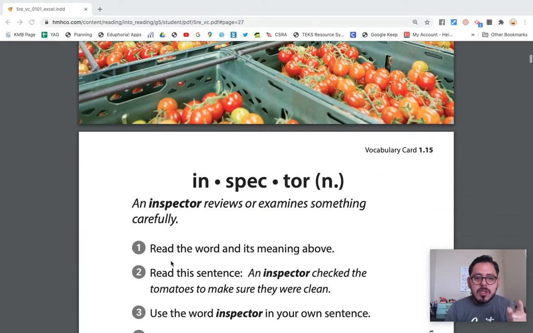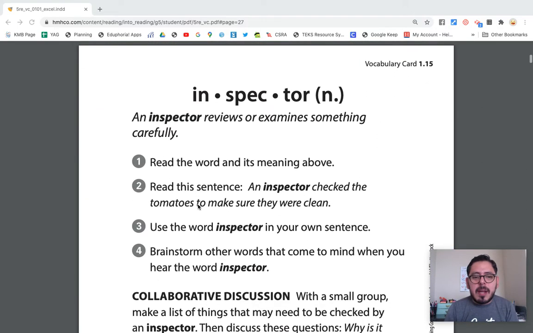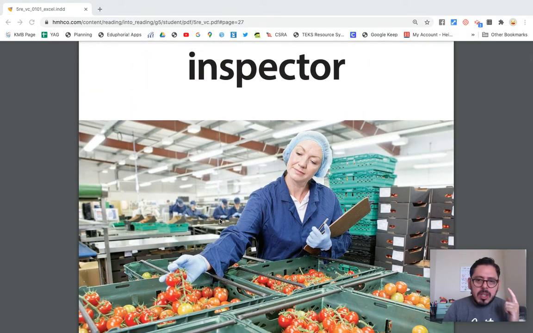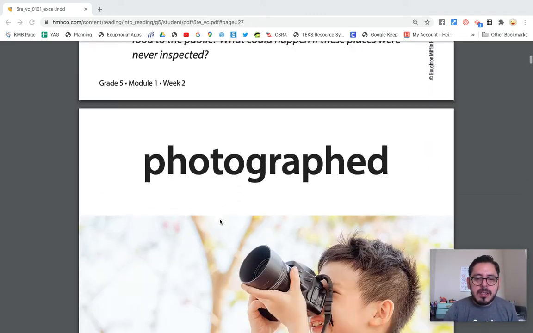An inspector reviews or examines something carefully. That's why she has that table with her, because she is going to examine it. Let's see an example. An inspector checked the tomatoes to make sure they were clean. I'm an inspector of your work sometimes because I have to check that you're doing it correctly. Last week, I had an inspector come into my house to see if there were termites in it. Luckily, there weren't. So when you think about inspector, you remember the word check, like check for something. Okay, inspector. Let's go to the next one.